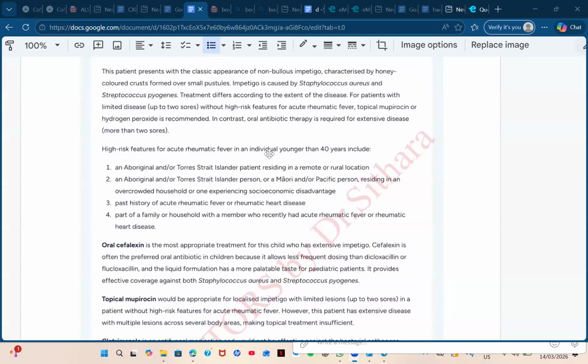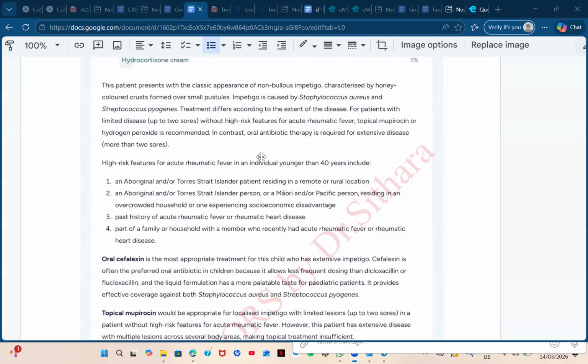Please go and check again the impetigo therapeutic part of my recall file. Then you will find this question and other questions, and it is very simple. These very simple points you have to remember, right? So you will never get it wrong, right?